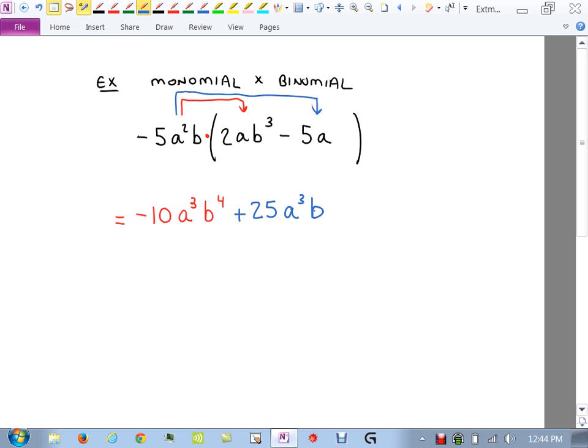Now, how many terms do we have right here? How many terms is this? 2 terms, right? And think about it, because we're going to keep extending on this. On the monomial, how many terms are in a monomial? 1. How many terms are in the binomial? 2. We multiply together. What's 1 times 2? 2. That means we should get 2 terms when we come out. Because the next thing that we're going to do is monomial times trinomial. So how many terms do you think we should get when we multiply out? 3. 1 times 3, we should get 3.